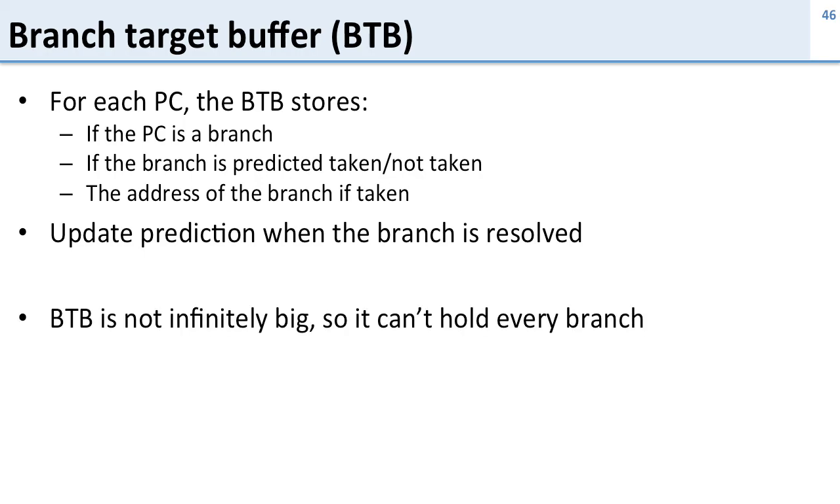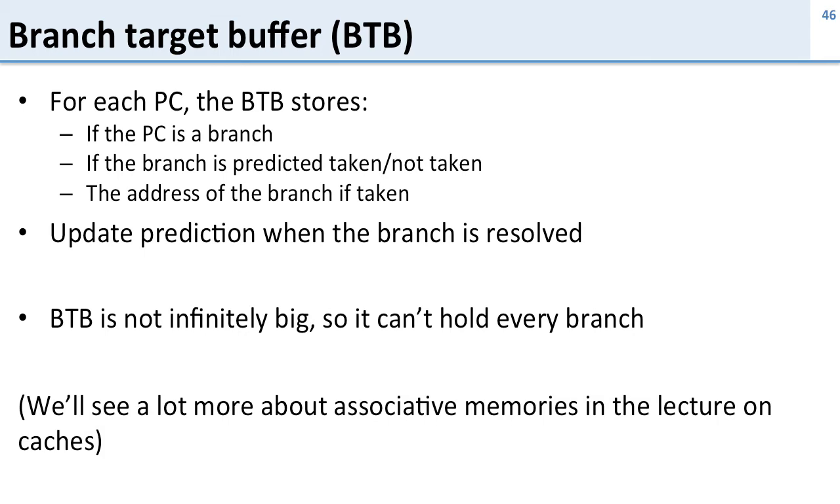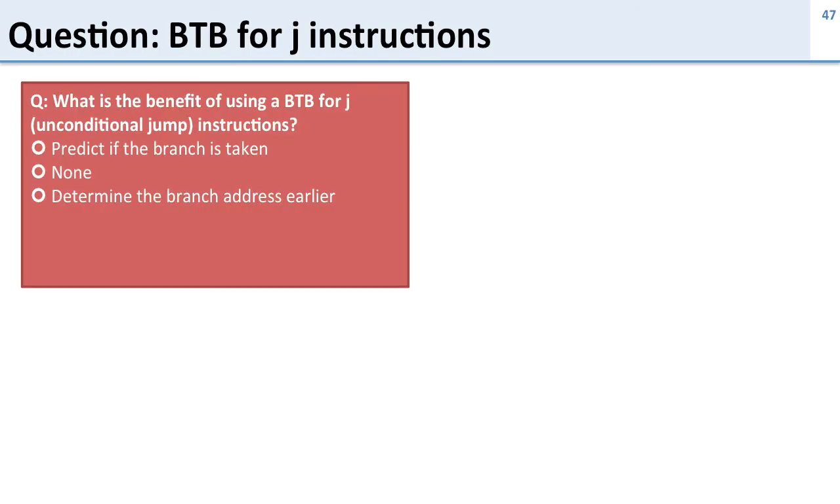There's a problem with this, and that's that the BTB is not infinitely big. So it can't hold every branch in the program, and if you have lots of branches, you can't keep them all separate. So this works very well if you're only looking at a few branches, but not so well if you have lots and lots of branches across a whole program. Luckily, most programs concentrate on little small pieces at a time, so this trade-off works really well. As I mentioned earlier, we're going to see a lot more about these associative memories when we get to the lecture on caches.